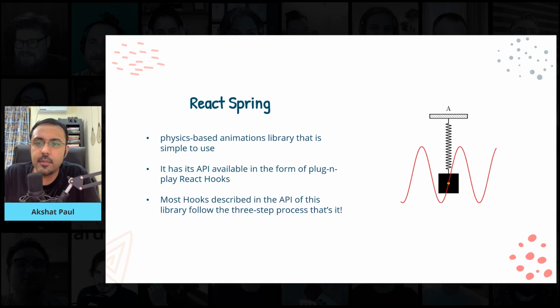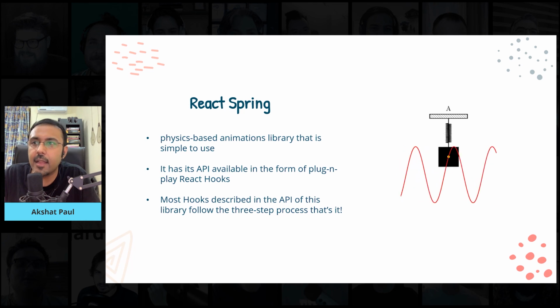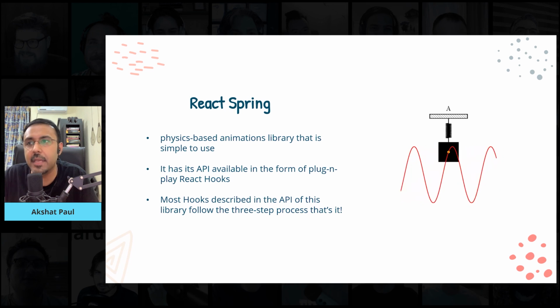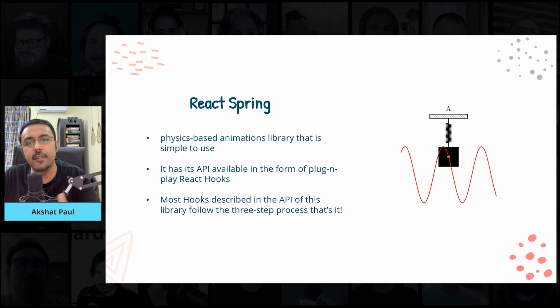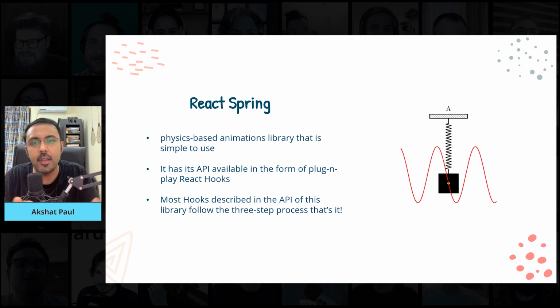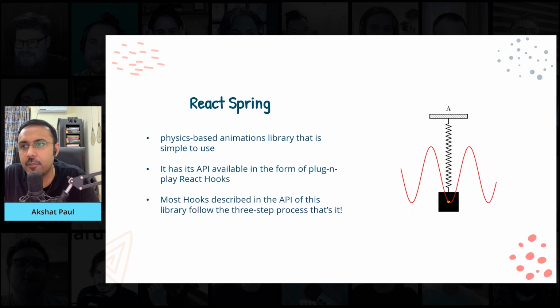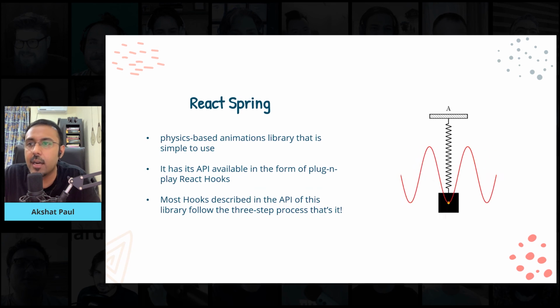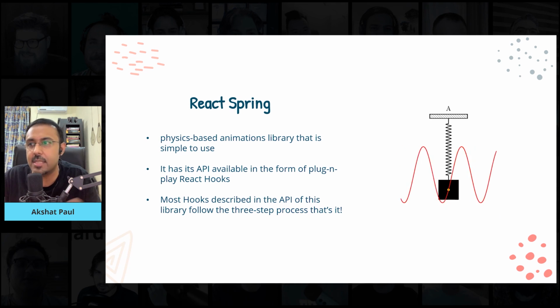Another very powerful library is React Spring, because it's physics-based animation, and a lot of times we do require some physics-based animations to be part of our micro interaction. One example is if you are showing a download button, and if the user moves the device, we can show the download wave animation also moving along with it, and it gives a more realistic feel to the application. It has APIs available in the form of plug and play React hooks, and most of these hooks can be implemented very easily in a 3-step process.